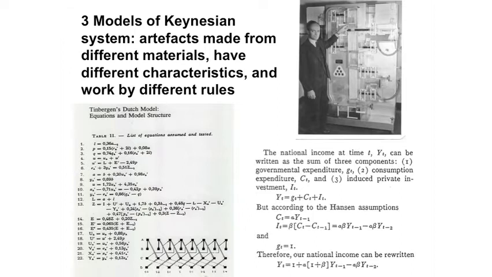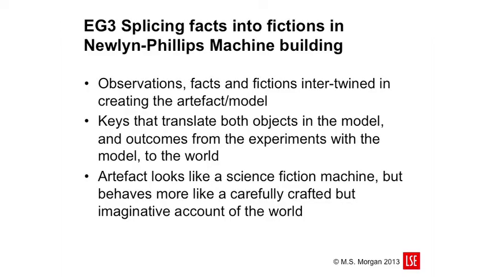But I want to talk about the one at the top right, which is a wonderful model called the Phillips machine, usually, but I want to talk about its creation. Because its creation is very interesting. It's a case of splicing lots and lots of facts and fictions together. I'm calling it the Newlin-Phillips machine because it's typically only called the Phillips machine, but in fact, it was jointly built by Phillips and Newlin, and I want to write Newlin back into the history.